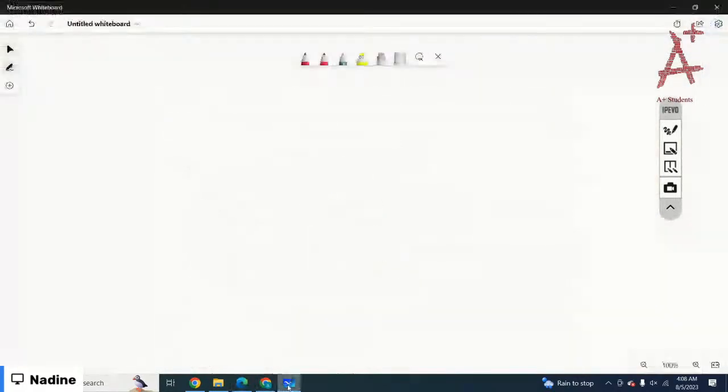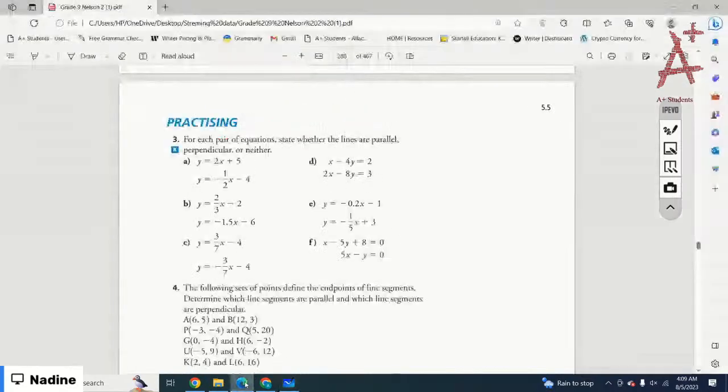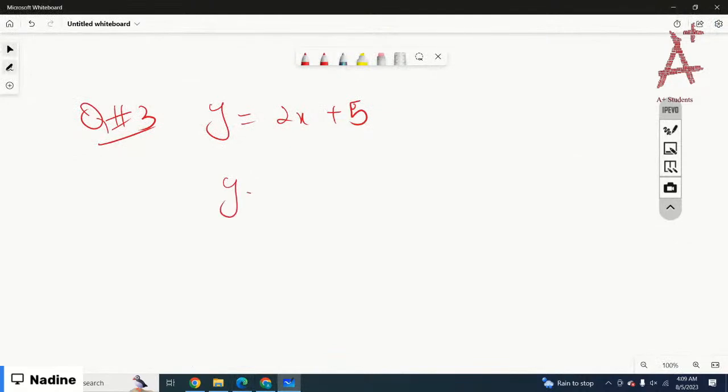y equals 2x plus 5. Very easy it is. And the second equation is y equals negative 1 over 2x plus 4. Okay, you are given two equations, right? So you have to see if they are parallel, perpendicular, or neither.